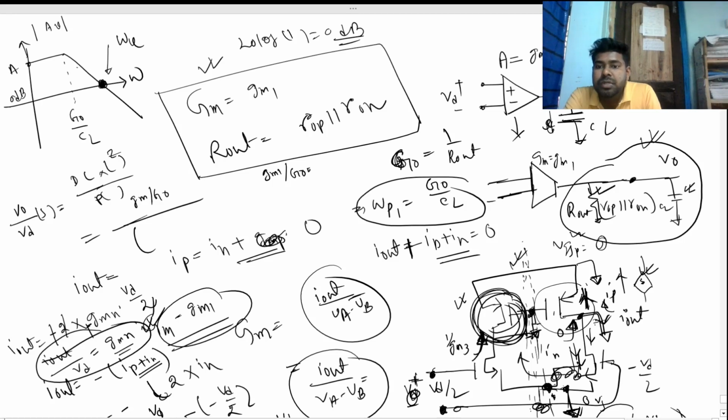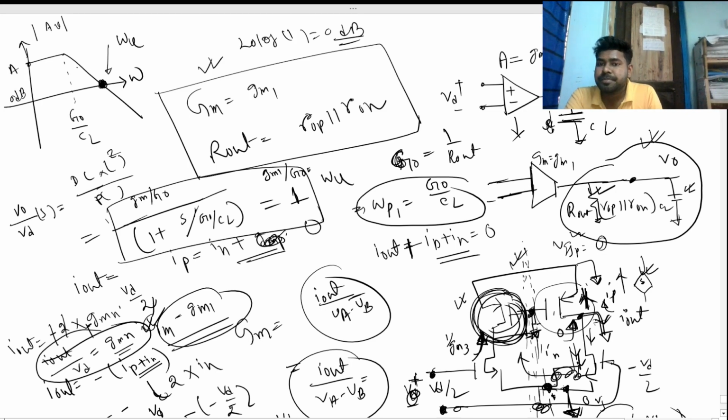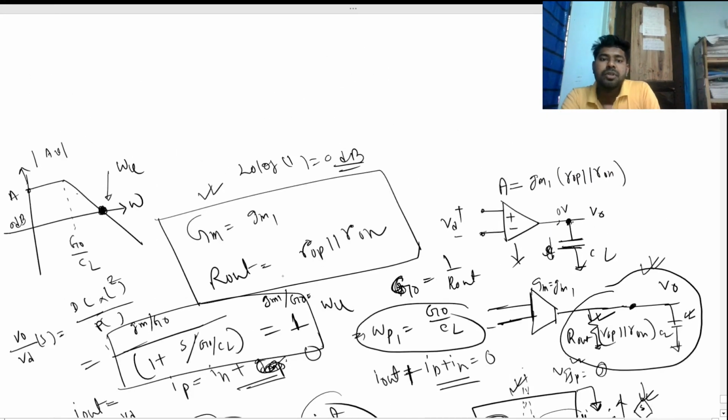And for the pole we can write 1 plus S by the pole location, which is nothing but GO by CL. If we make this equal to 1, we will directly find the unity gain frequency. You can do that. So you will find that the unity gain frequency will be nothing but GM1 by CL, and this makes sense.